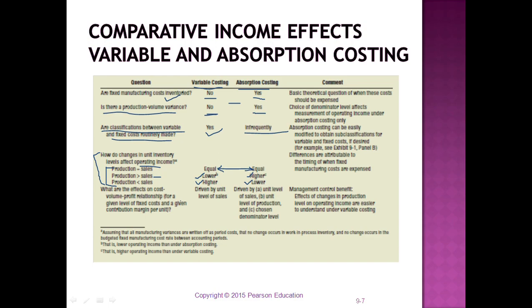What are the effects on cost volume profit relationship for the given level of fixed cost at given contribution margin per unit? So if we are looking into this aspect to differentiate between variable costing and absorption costing, you will see that the variable costing is driven by unit level sales. So you consider the price per unit, while in the absorption costing, it is driven by the unit level of sale. It's also driven by the unit level of production, and then basically it's also depending on the chosen capacity level or the denominator level that has been considered.